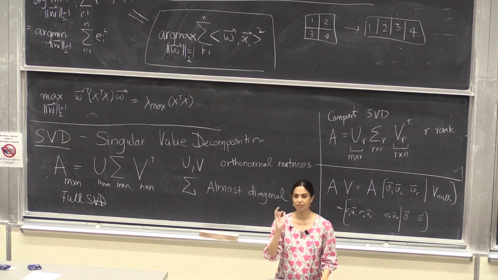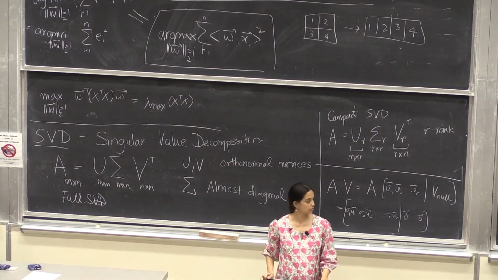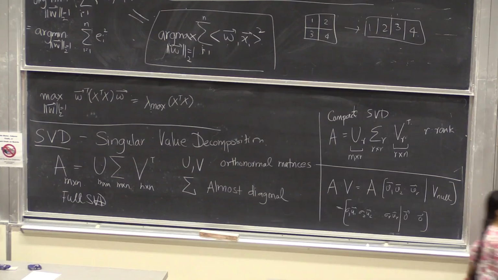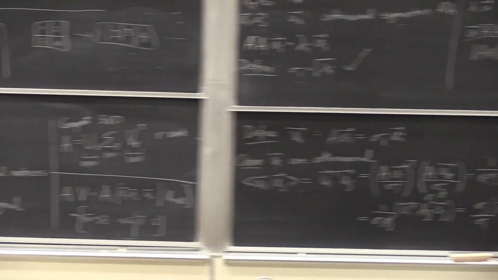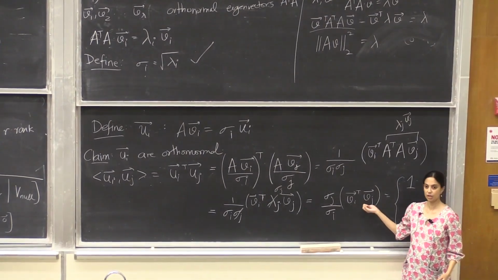I have 1 minute left. I'll take a question. Yes? Why is this 0 here? This is 0 here because vi and vj are orthonormal.